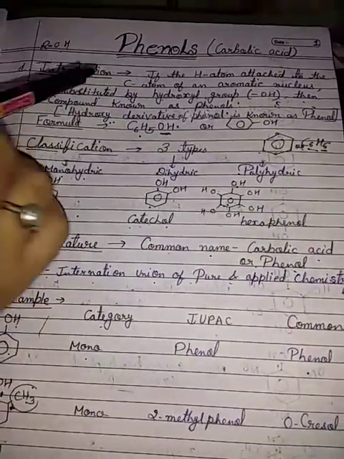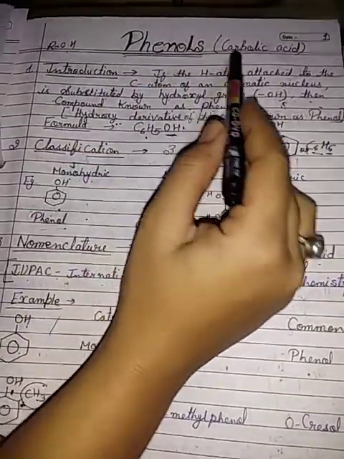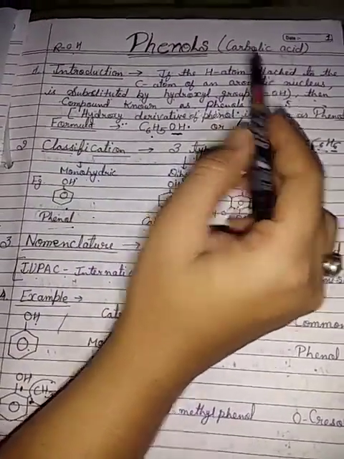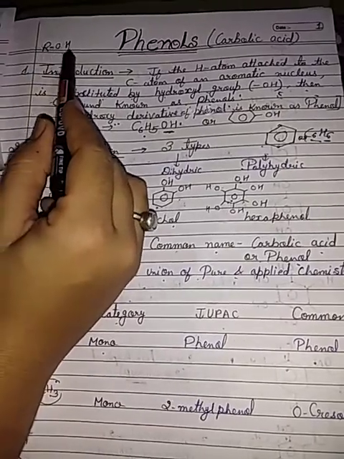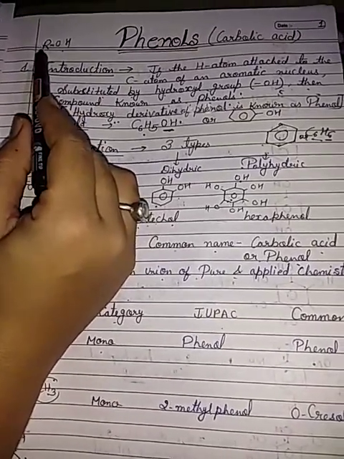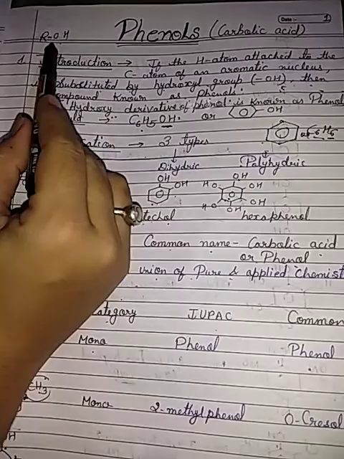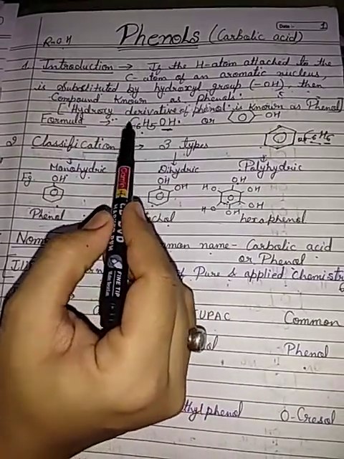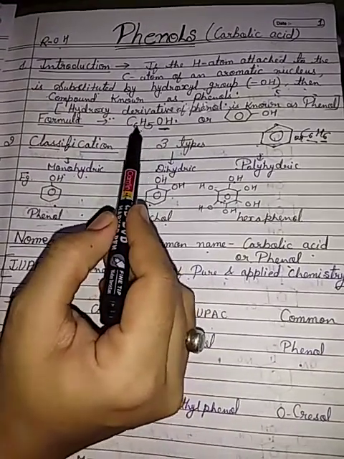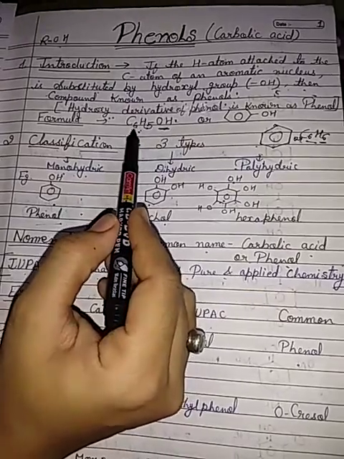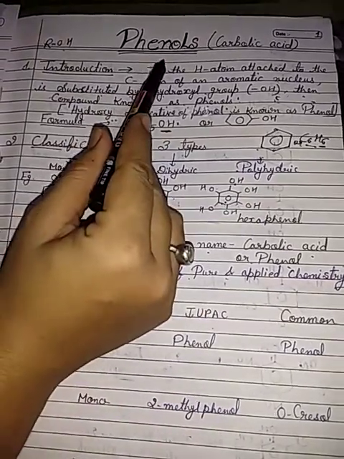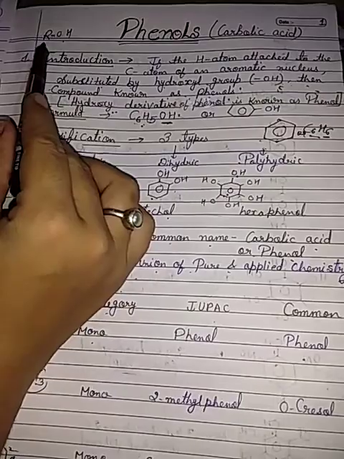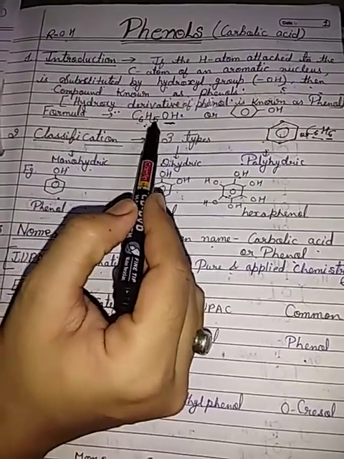Phenol. Phenol's other name is carbolic acid. In alcohol, ROH, the OH group is attached to R, so it is known as alcohol. But when the OH group is attached to C6H5, that is, the phenyl group, benzene, it is known as phenol. Alcohol is aliphatic and phenol is aromatic.